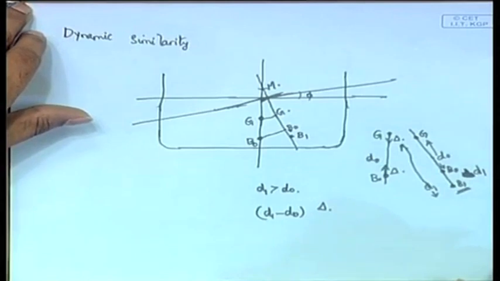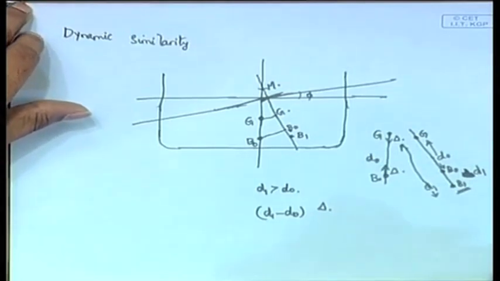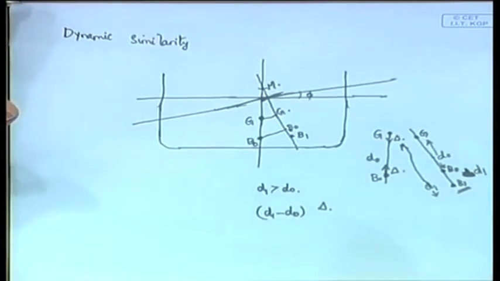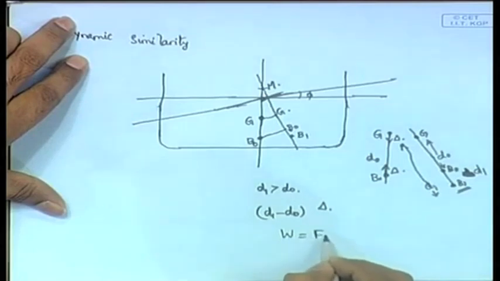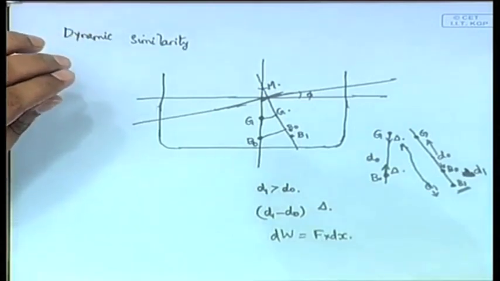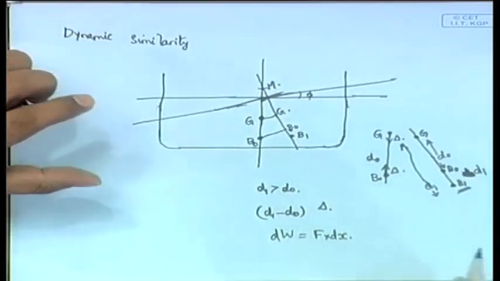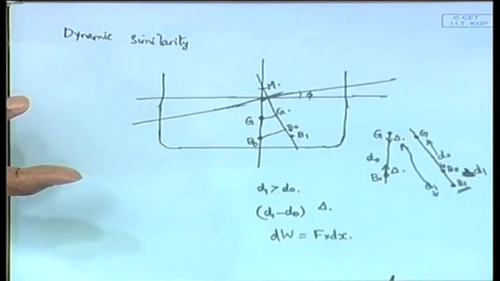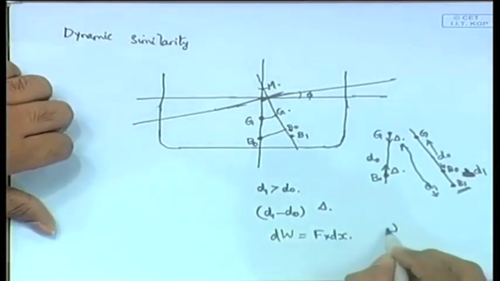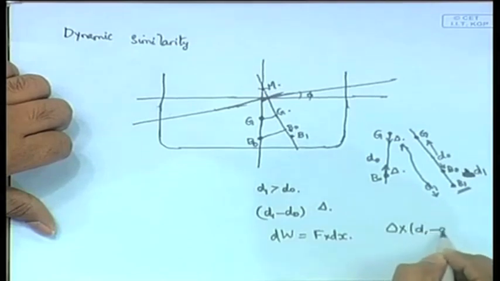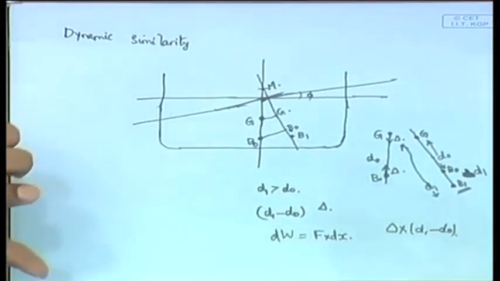What is the work done in moving this? The work done in moving a force is force into distance moved. You know that work done is equal to F into the distance through which it moves, dW is equal to F dx. This is the concept of work done. Therefore, because of this movement in the center of buoyancy, work equal to delta into D1 minus D0 has been performed.